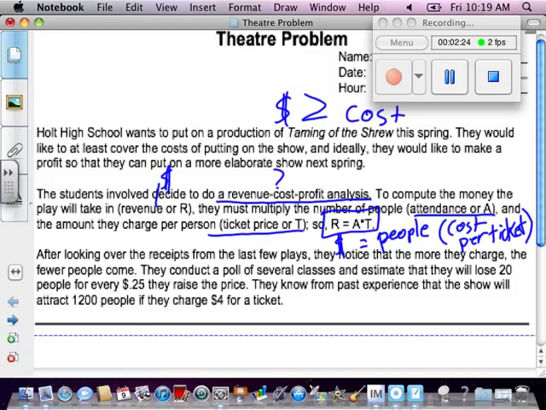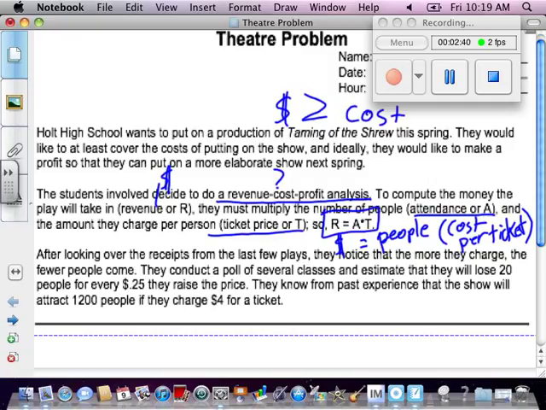And we're going to figure out how much it will cost to go and how much money we can make for it. So if you're going to go see a professional play, it's usually over $50. If you're going to see a play at a high school, it could be as little as a couple bucks.